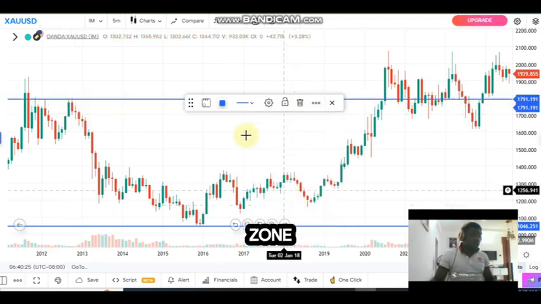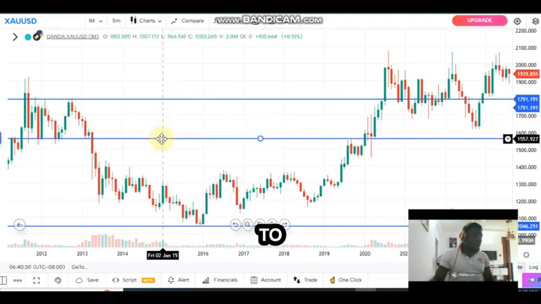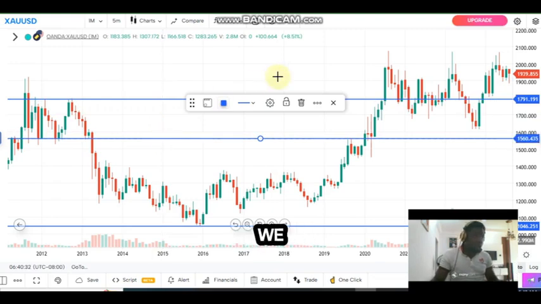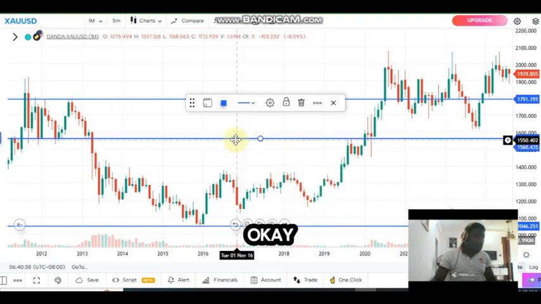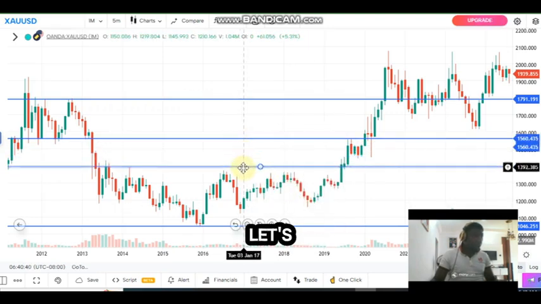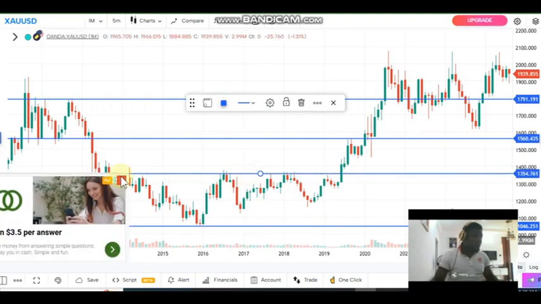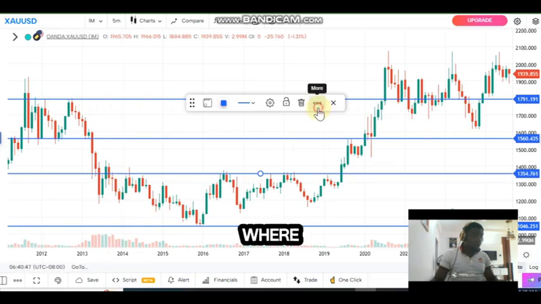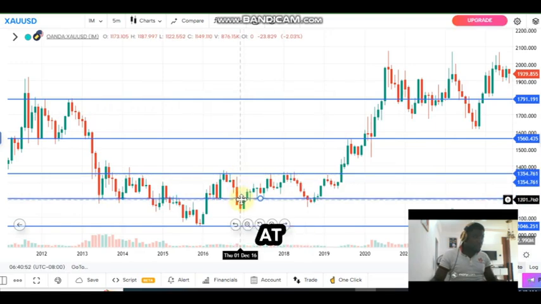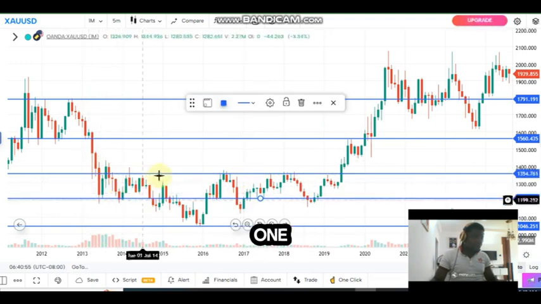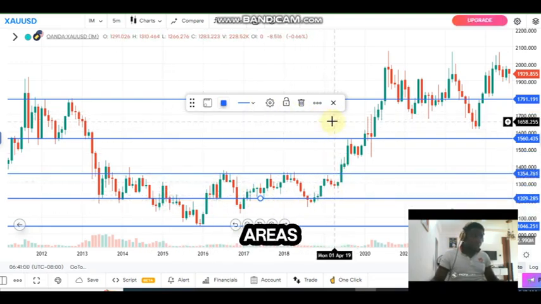We are going to do more of this because we want to be sure that we do not leave any stone unturned. Let's take note of the areas where I am placing my support and resistance. I am looking at where price hits and starts reversing. That's what I'm looking at. Let me go for another one. It's very, very important to do this. These are areas where price gets to and starts going up. It starts reversing.